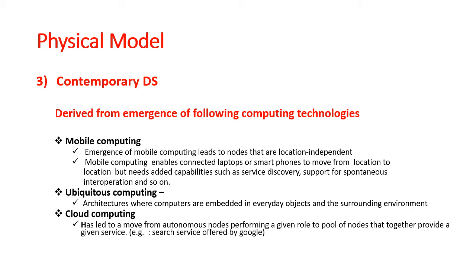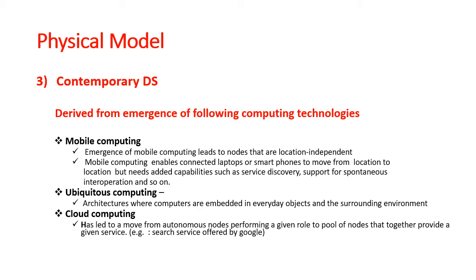The third type is contemporary distributed systems, which is derived from the emergence of the following computing technologies. Till the last generation, the number of nodes were increasing. So a contemporary distributed system has a large number of participating nodes. It was able to manage a very huge number of participating nodes. And along with that, it had some additional newly invented computing technologies like mobile computing, ubiquitous computing, and cloud computing.